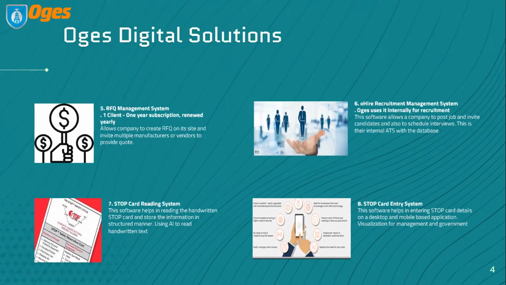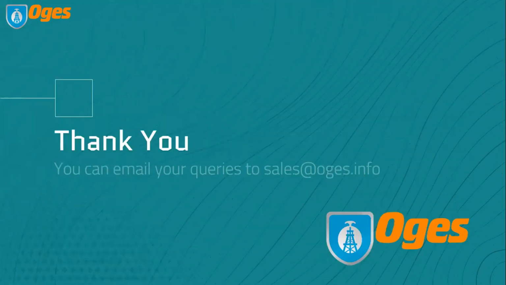Then the last and the recent one that we created, along with the stop card reading system, is the stop card entry system. This software helps in entering the stop card details on a desktop and mobile based application. If there is any situation that needs quick attention, then the management and other stakeholders can quickly look into it sitting in their offices and provide a solution or take a measure for it. So thank you. These were the 8 systems I wanted to talk to you about.